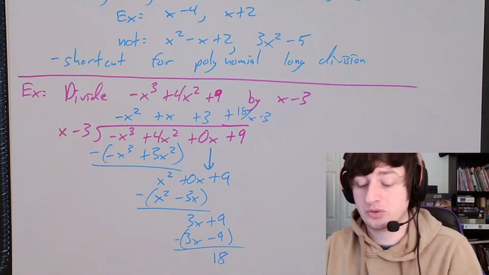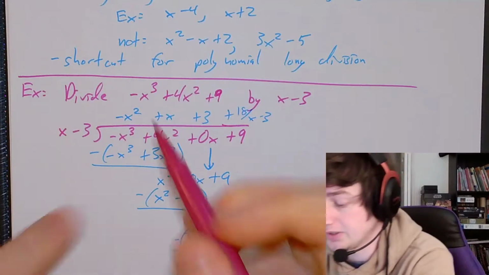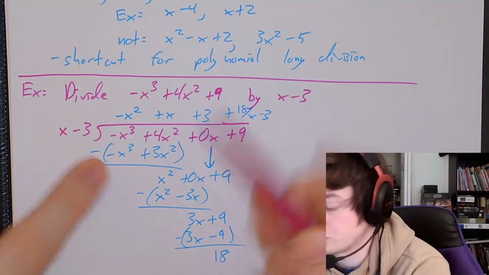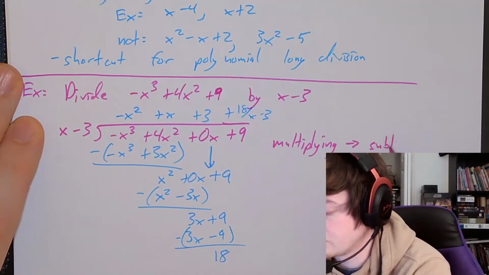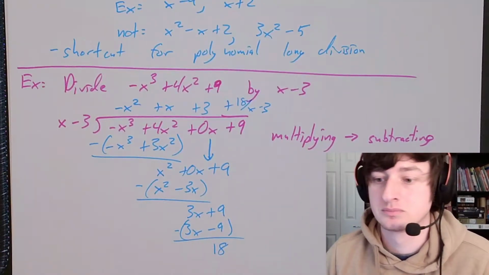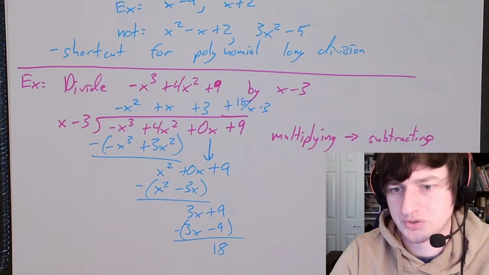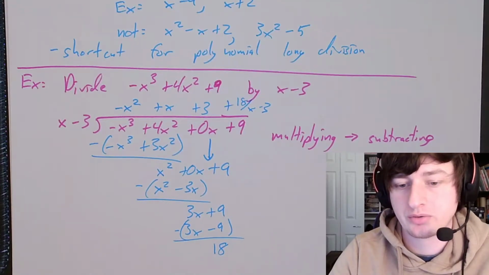So what are we doing over and over? We're multiplying, right? We're finding this number, and then we're multiplying both of these things, and then we're subtracting. Multiplying and then subtracting, over and over and over. Let me make sure I got the right answer. Yep, that looks right.